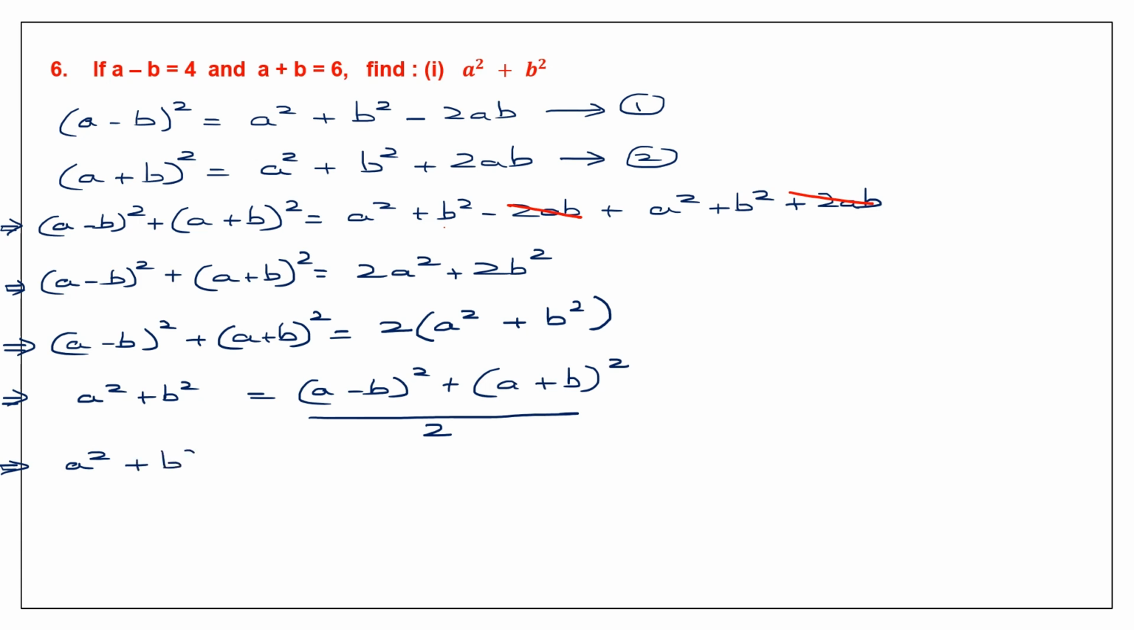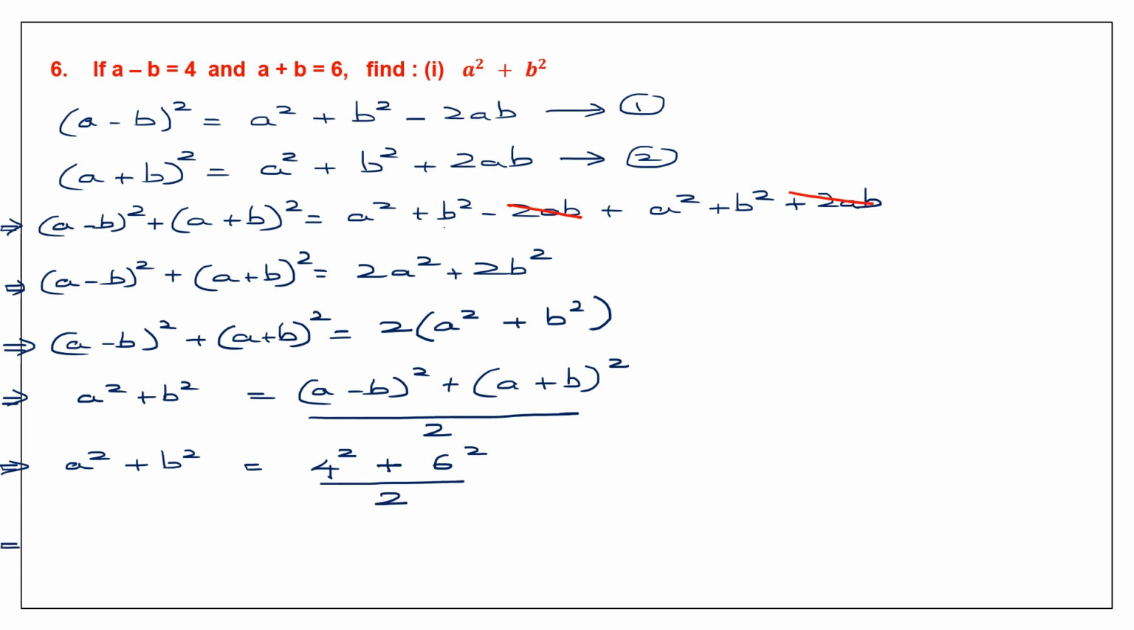We're going to write this, that is, this is what we need to find out, isn't it? a square plus b square is equal to. Now we are going to substitute a minus b. The value is given to us, a minus b is 4. So we're going to substitute for a minus b and write 4, and that is 4 square plus, and we have a plus b given to us in the question as 6. Again substitute. So that will be 6 square. And in the denominator we have 2.